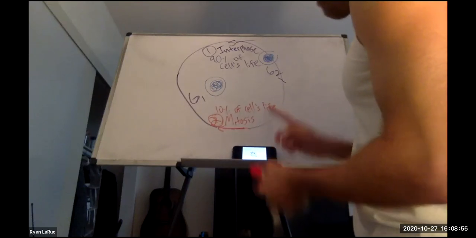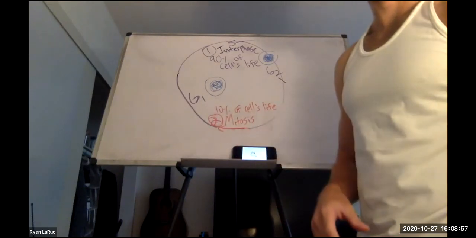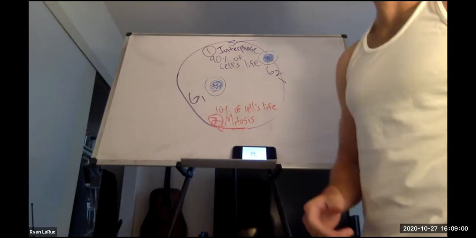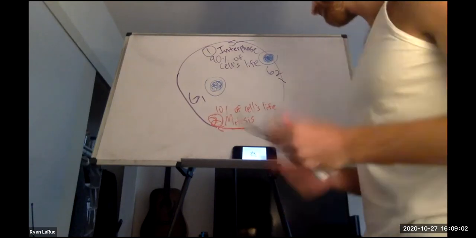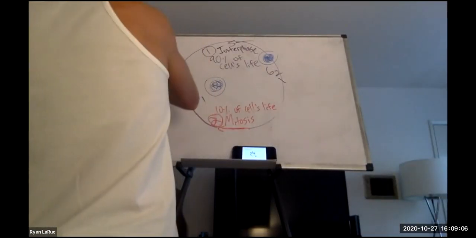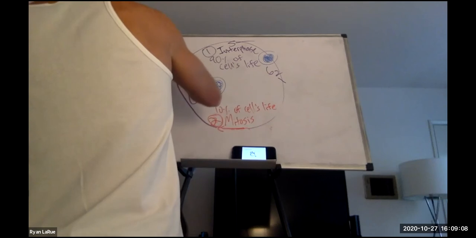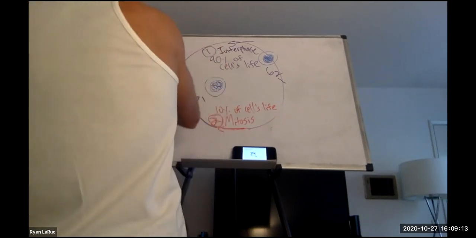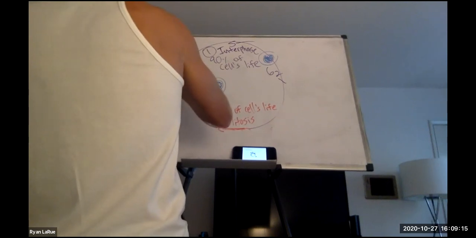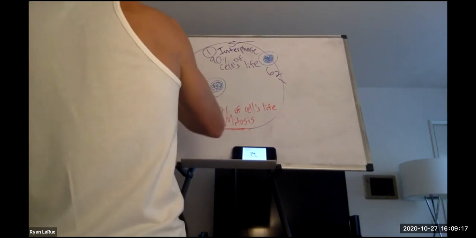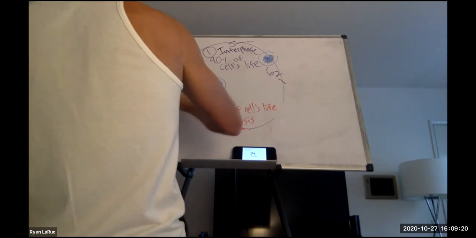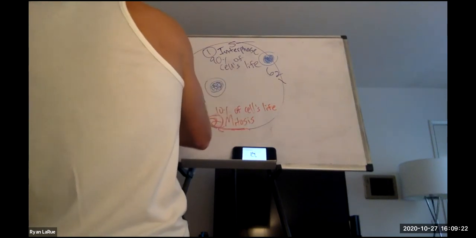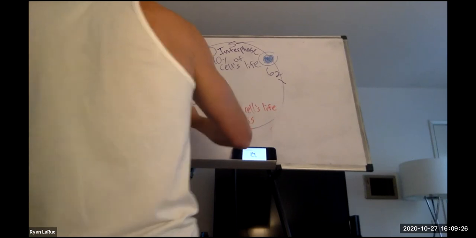There's the G1 checkpoint. So let's do it in blue. So there's a G1 checkpoint. At this checkpoint, the cell checks for proper nutrient availability. If there are no nutrients around, it's not going to grow.